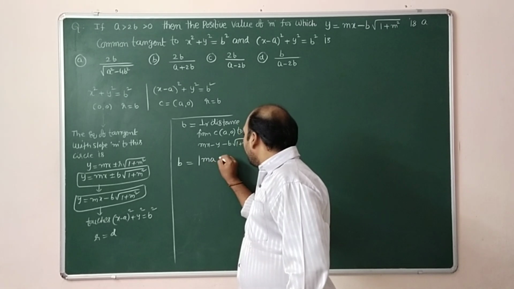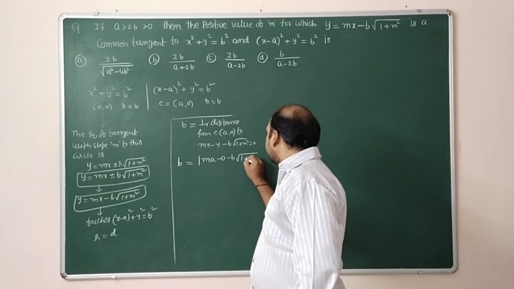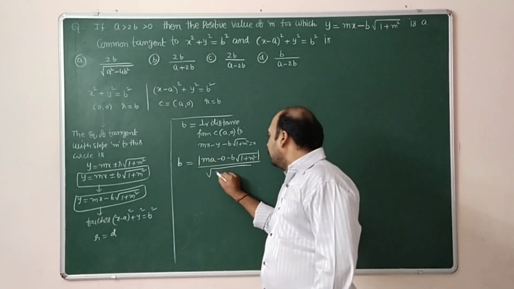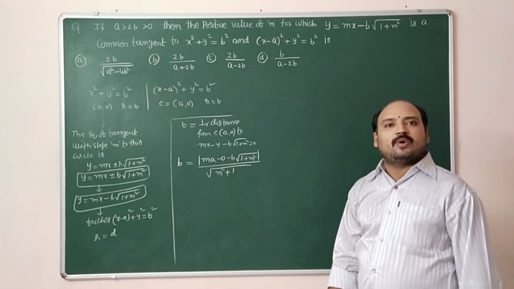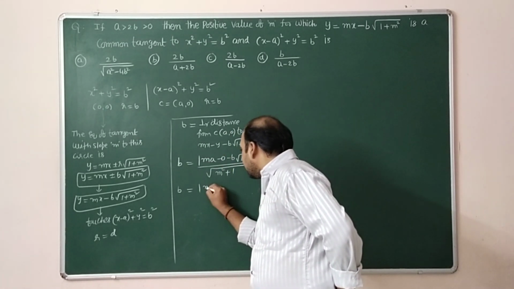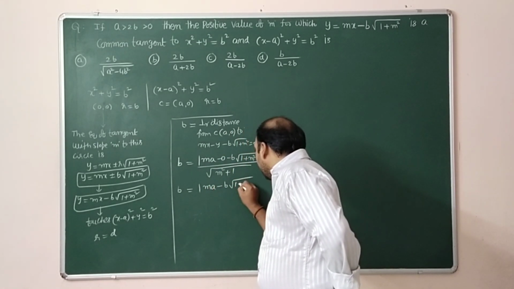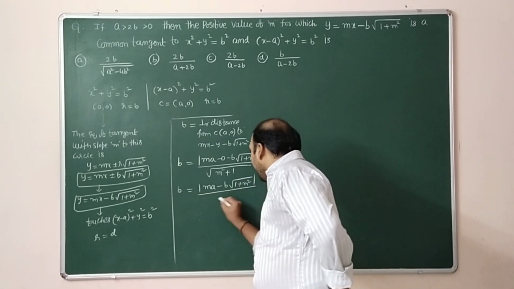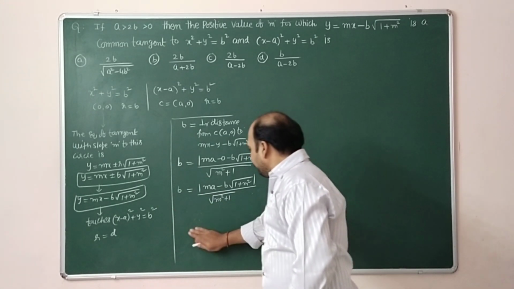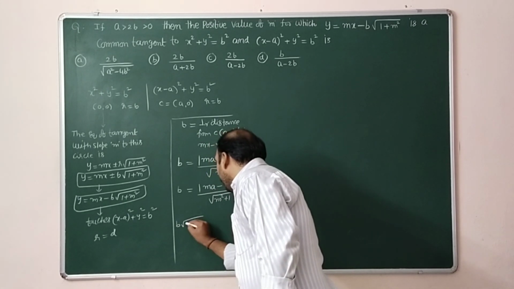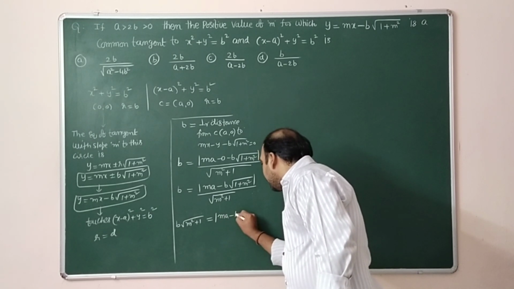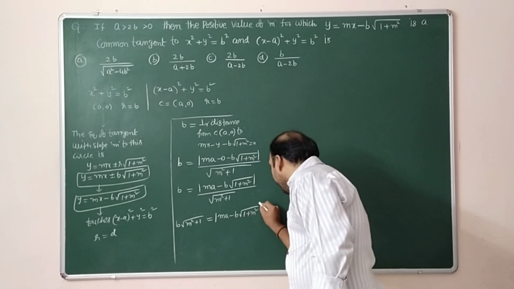So ma minus 0 minus b into root over 1 plus m square, divided by root of x coefficient whole square plus y coefficient whole square. So m square plus minus 1 whole square. So b is equal to mod ma minus b into root of 1 plus m square divided by root of m square plus 1. Cross multiply: b into root of m square plus 1 is equal to mod ma minus b into root of 1 plus m square.